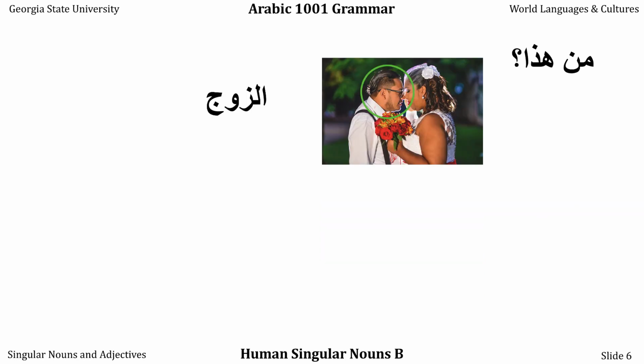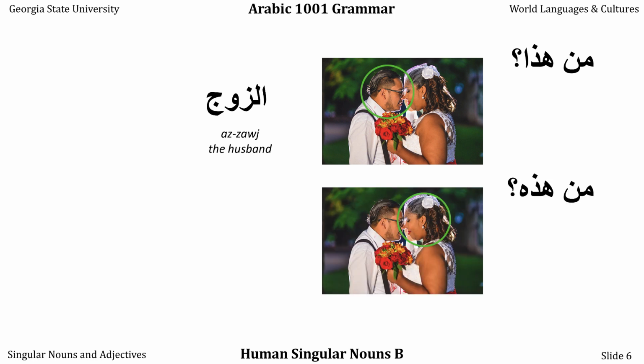How about this? Man hadha. Who's this? Az-zawj. Az-zawj means the husband. It's not al-zawj, it's az-zawj. The letter zay also swallows the L in alif lam. Do not fret about this. You will pick it up as you go along. It is very easy. So az-zawj is the husband. It probably won't surprise you when we ask men hadhihi that her name is az-zawja. Az-zawja means the wife. We've just taken the word zawj and appended ta marbuta, as with a lot of human nouns.